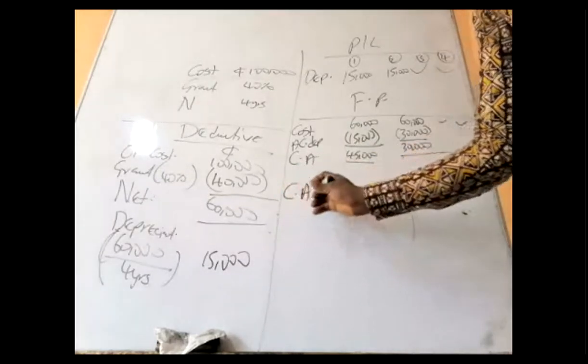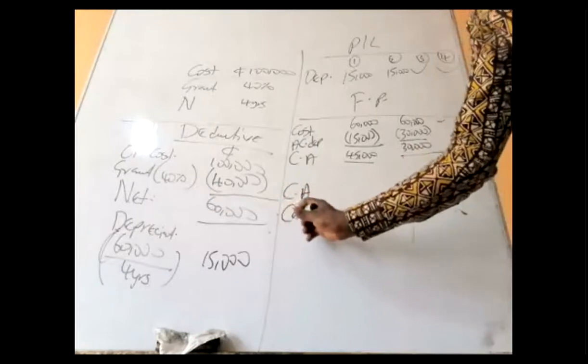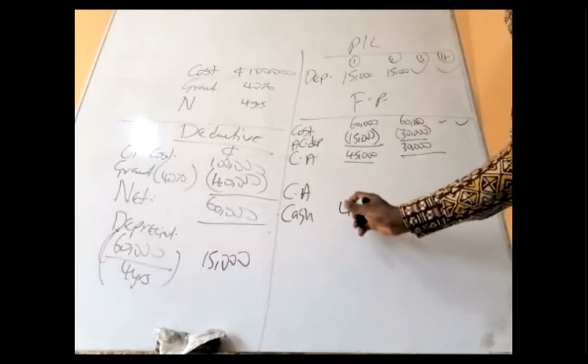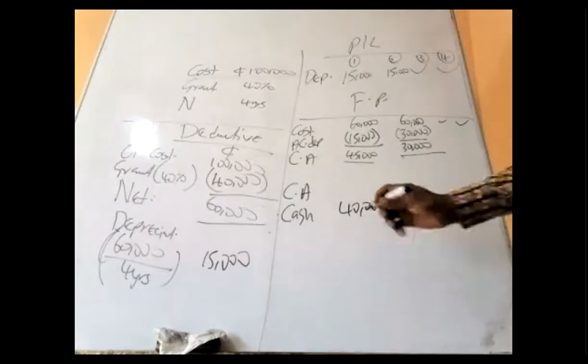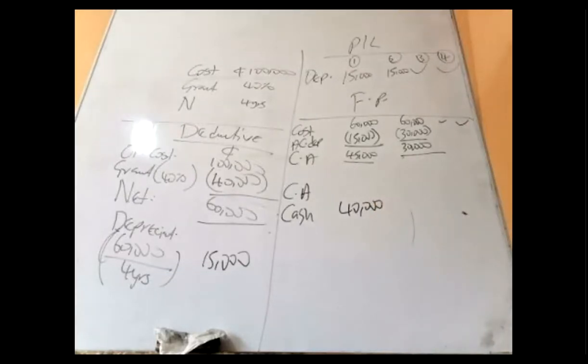And under current assets, I'll record the cash. The government gave us a cash of what? 40,000. So the cash should be recorded in here. 40,000. Yes, just the first year, 40,000. Okay, so I'm done with the deductive method.